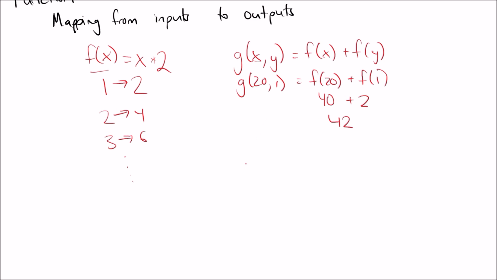For instance, I could write the function h, and I could say h of x is equal to 1 if x is even, and 0 if x is odd. So this is a function that takes in all of the integers and maps all of the even ones to the number 1, and maps all of the odd ones to the number 0.